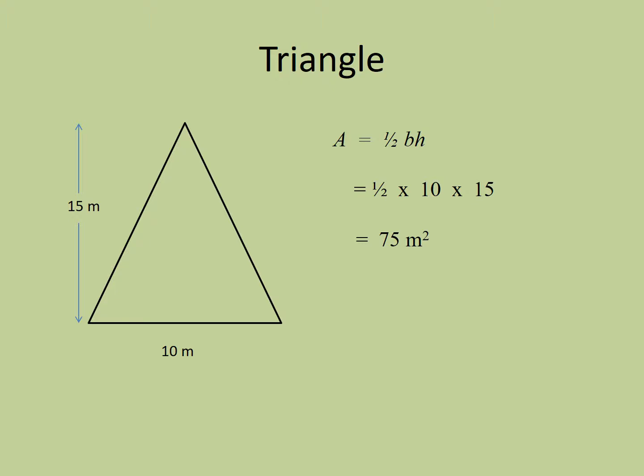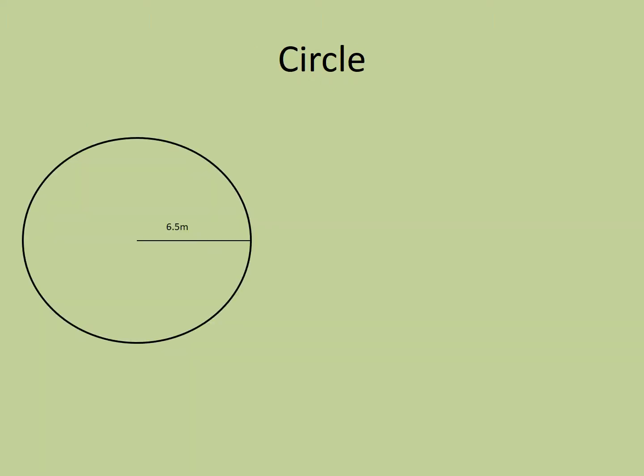I jumped a bit quickly there. The base is 10, so B gets swapped with 10. The vertical height is 15. The calculator does the rest. A half times 10 times 15 is 75. The area of this shape, 75 meters squared. We'll move a bit faster now. I'm going to do the whole lot all in one.